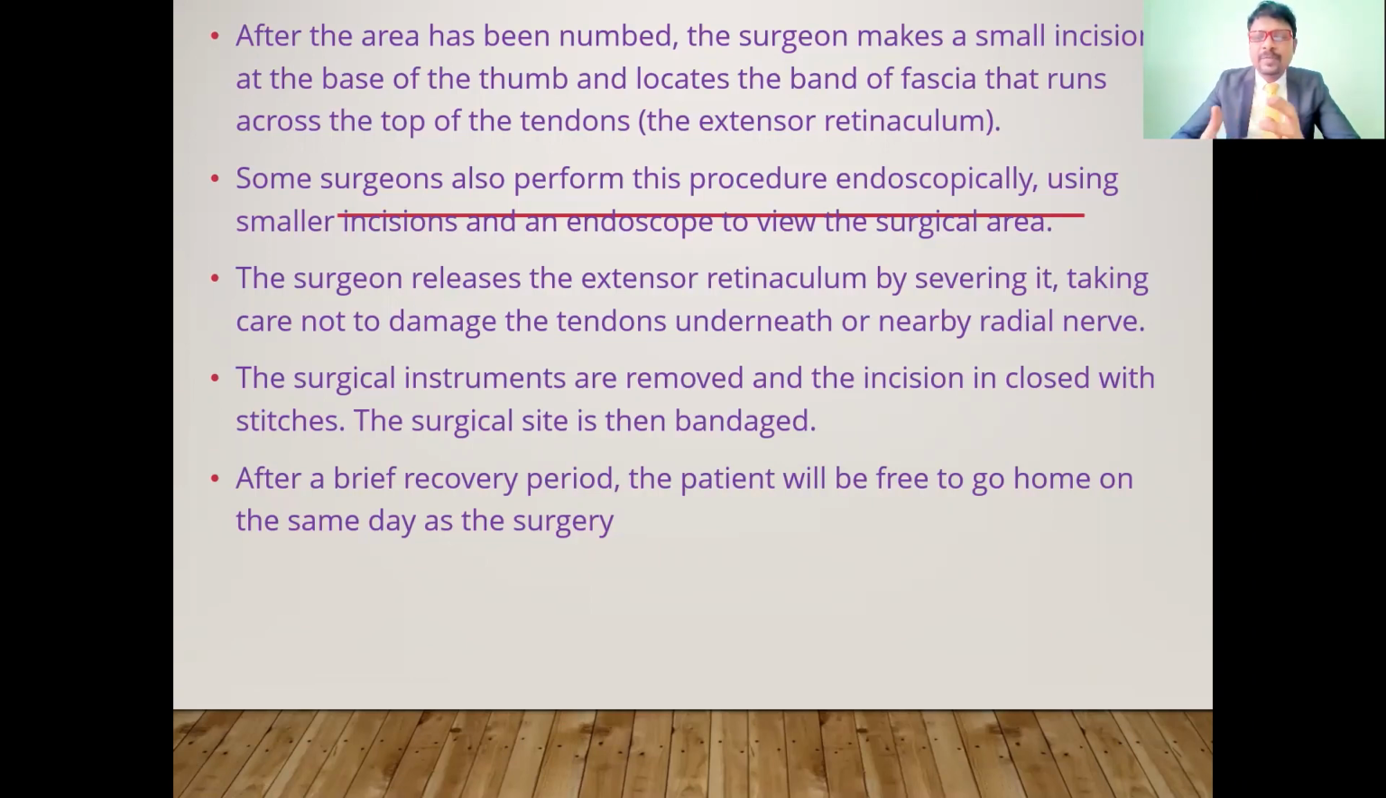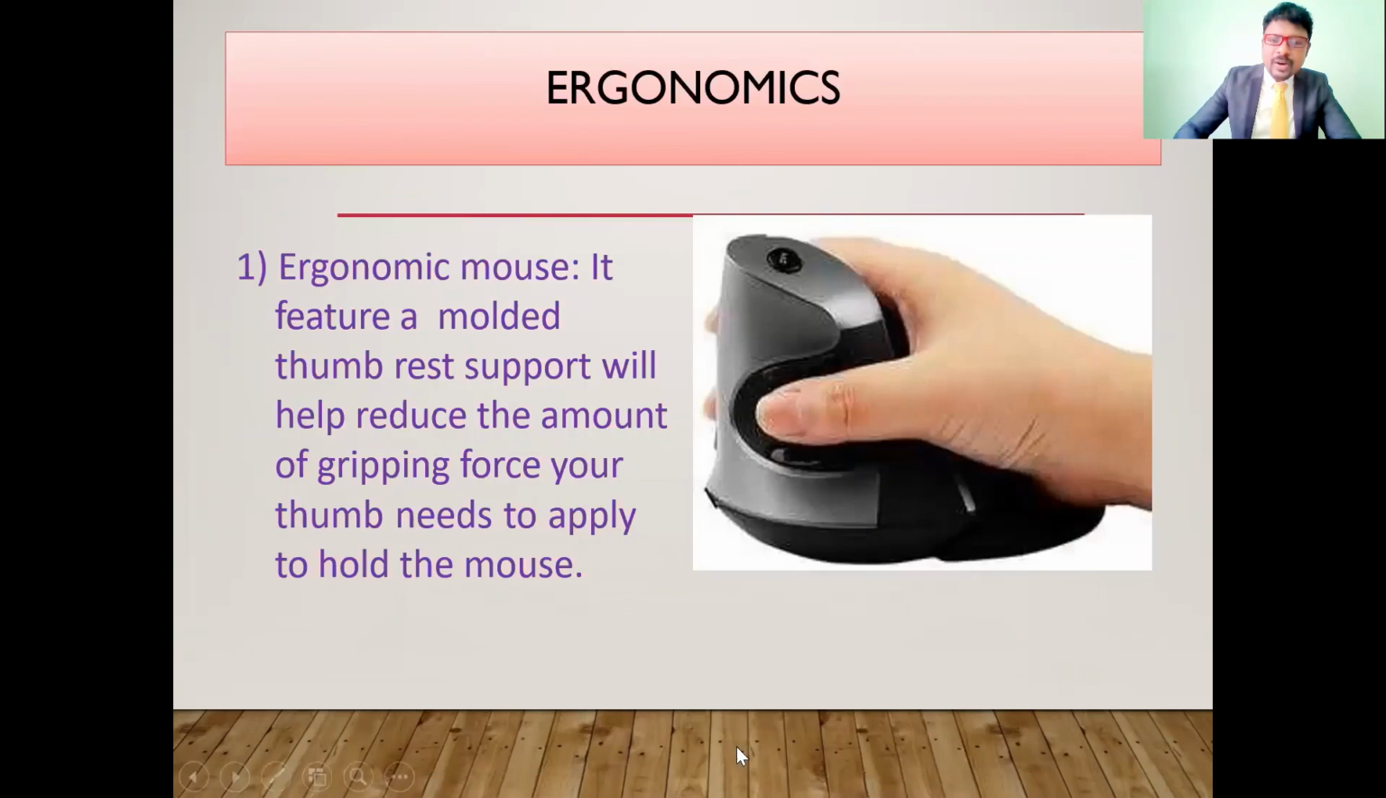We can prevent these with proper exercises and proper ergonomics, and after the surgical procedure we also have to advise on ergonomics. This is a different type of mouse. We have to avoid prolonged use of the normal regular mouse and use this ergonomic mouse. It features a molded thumb rest support, so the thumb is in a resting position, whereas the normal mouse does not provide a rest for the thumb.